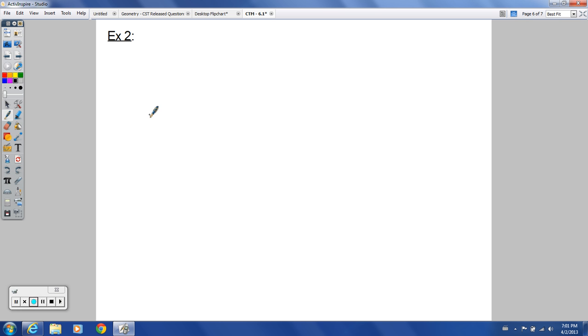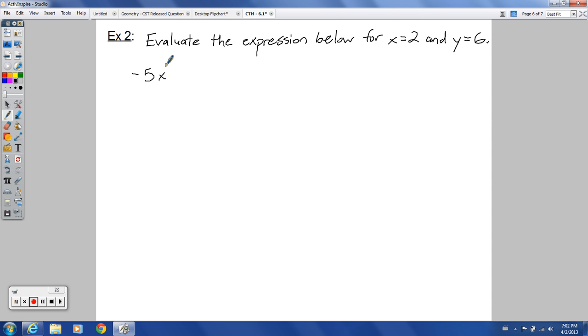So example 2. This one I'm going to throw two variables into the equation. A variable is just a letter or a symbol representing a number in an expression or an equation. So evaluate the expression below for x equals 2 and y equals 6 now. So let's say this was your expression, negative 5x squared plus 2xy minus 3y cubed. Let's say that was the expression.